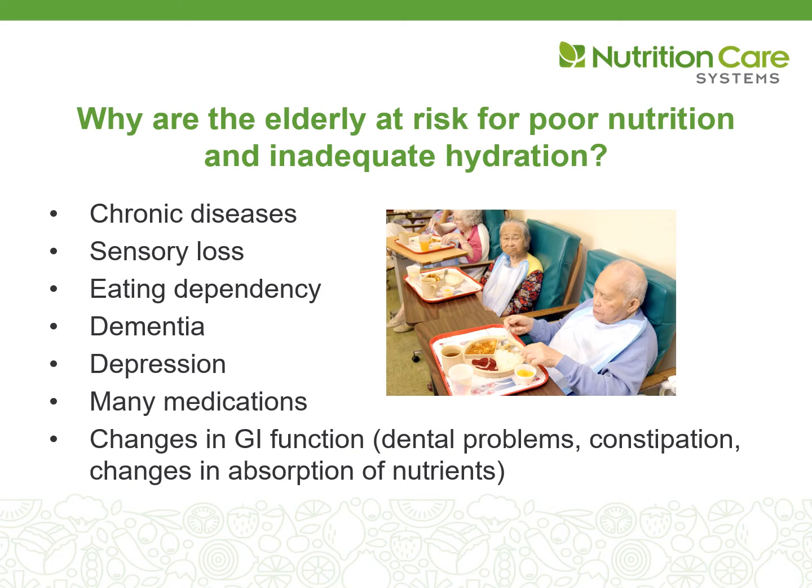Why are the elderly at risk for poor nutrition and inadequate hydration? And that would be because of many chronic diseases they may have, sensory loss that comes along with becoming elderly, eating dependency, dementia, depression, many medications, and also changes in GI function such as dental problems, constipation, or changes in absorption of nutrients.